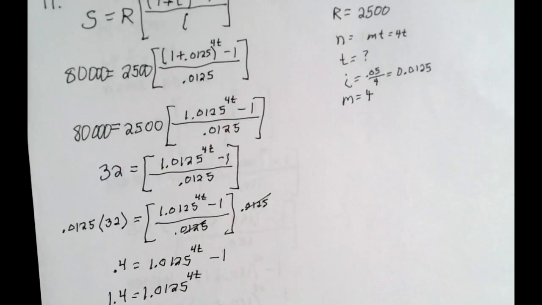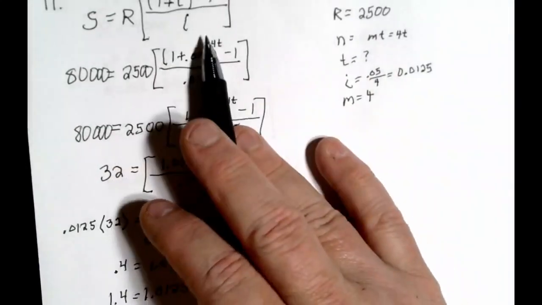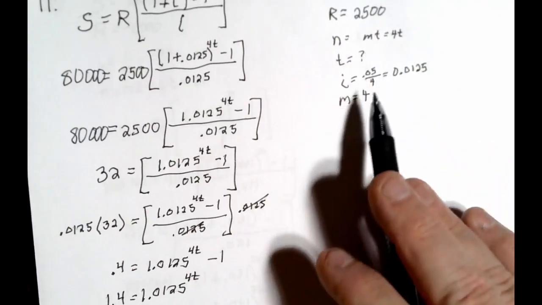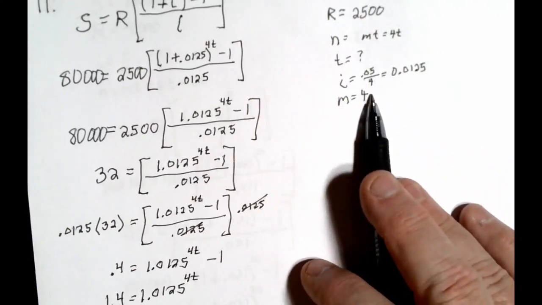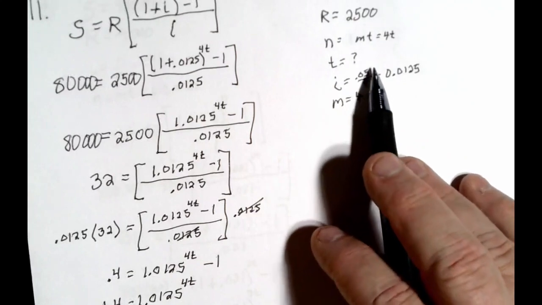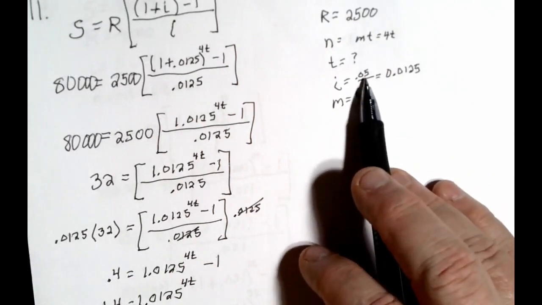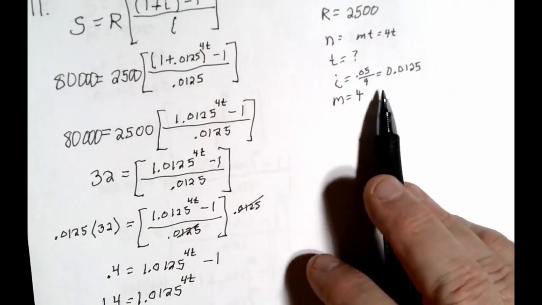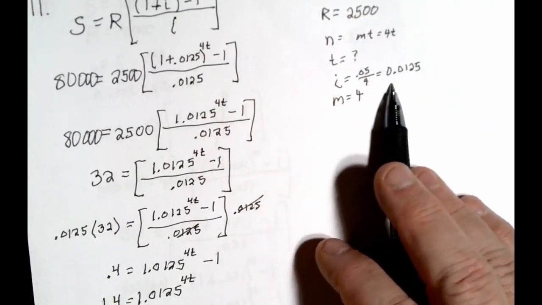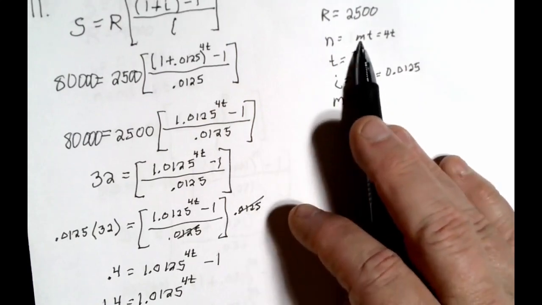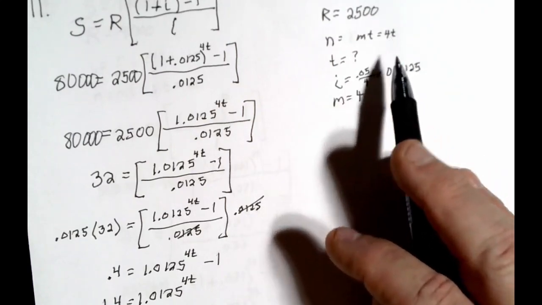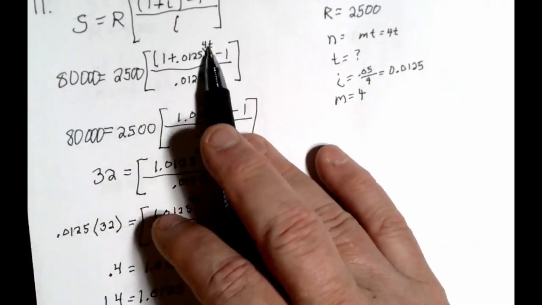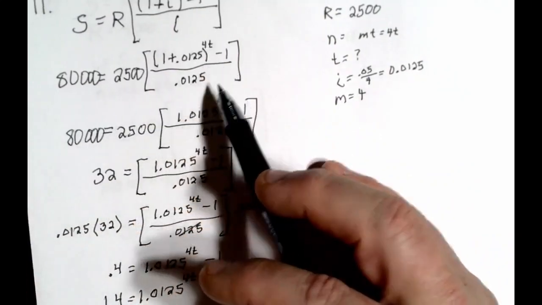Number 11, here the unknown is time. So 2,500 is deposited at the end of each quarter. Account earning 5%, so it's 5%. After how many quarters will the account contain 80,000? So it's 0.05 over 4, because it's compounded quarterly. M times T is 4 times T. We don't know what time is. So we plug in everything that we know, and notice the unknown there is T.